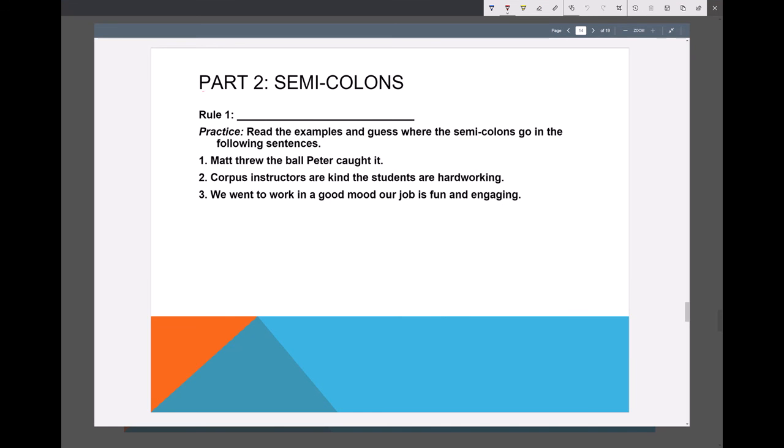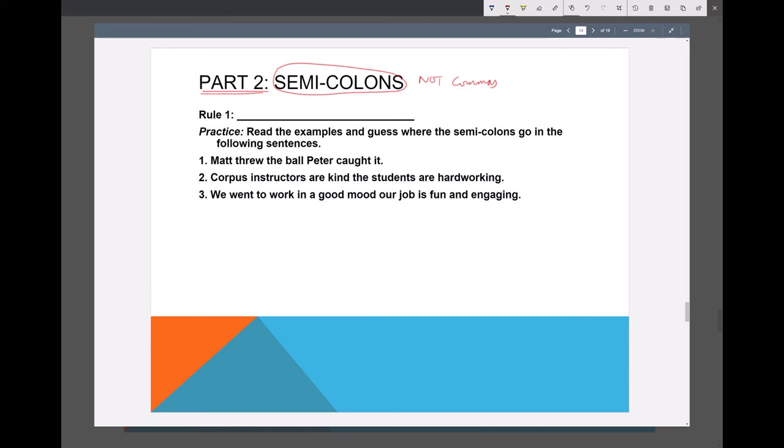Okay, part 2. Part 2, we're going to talk about semicolons and how to use those. Notice semicolons are not commas. They have some similarities, but we use them for different things. And there are 2 rules for semicolons. And let's start with the first one.